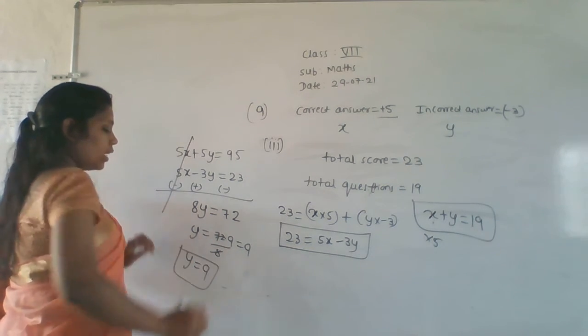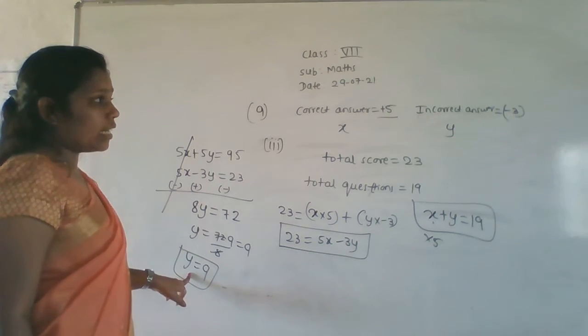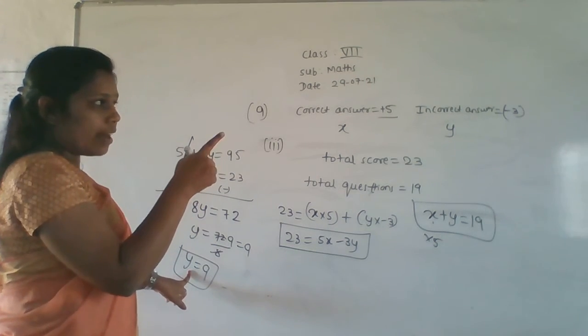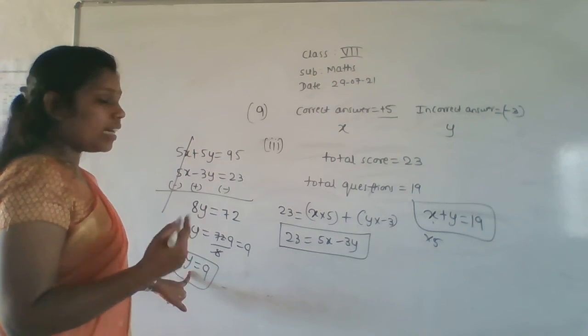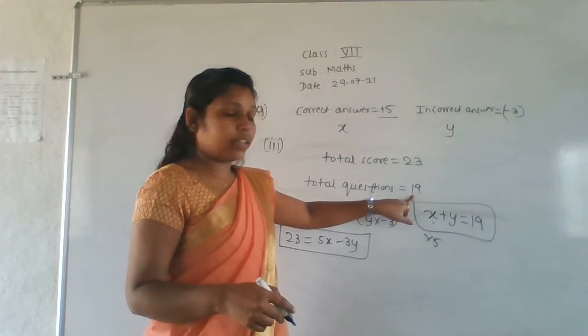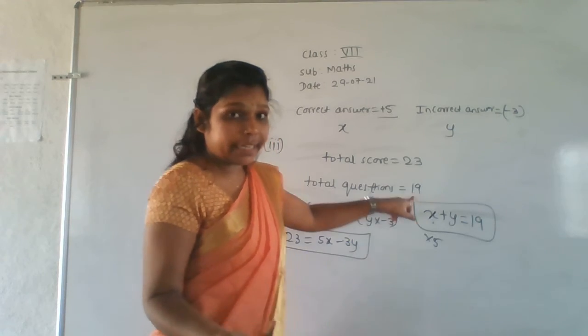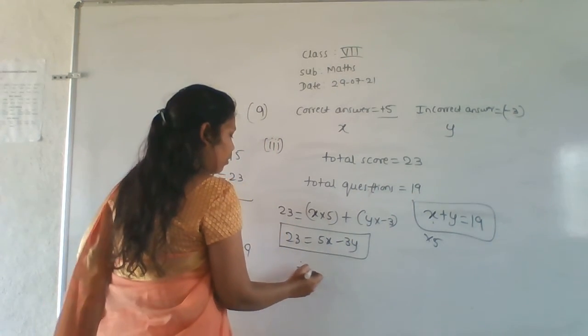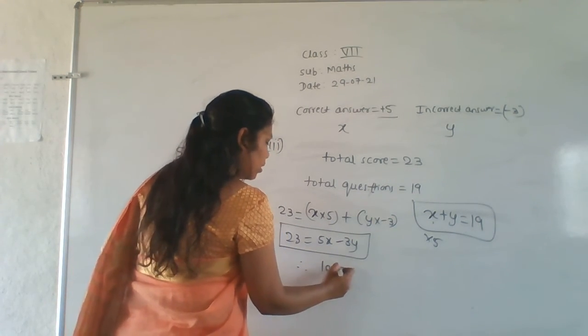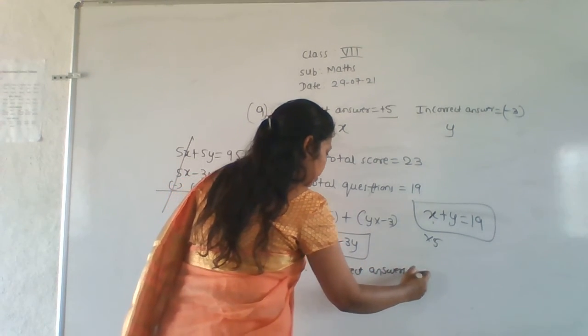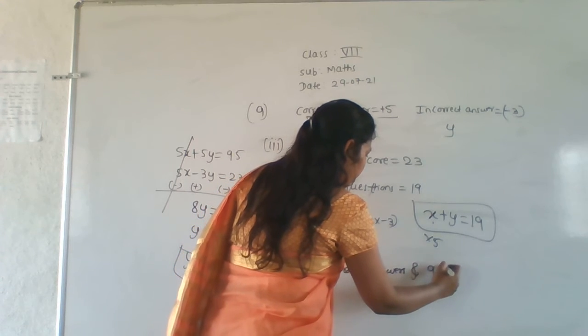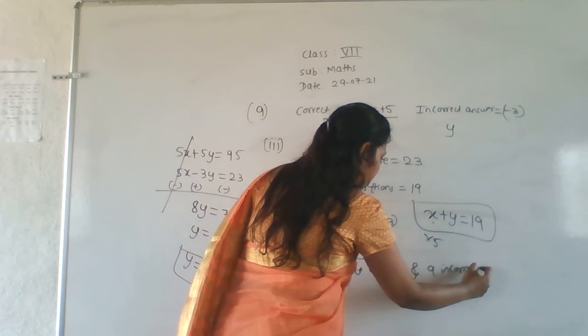It means what here? He answered incorrectly. y is equal to incorrect answers. How many incorrect answers are there? 9. If 9 are incorrect, how many correct answers? 10, because the total is 19. Therefore, 10 correct answers and 9 incorrect answers.